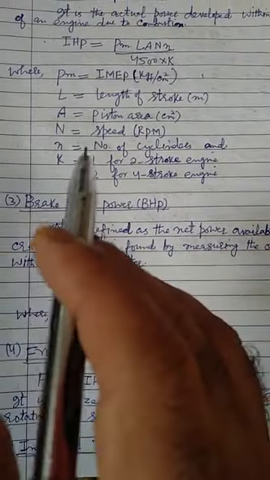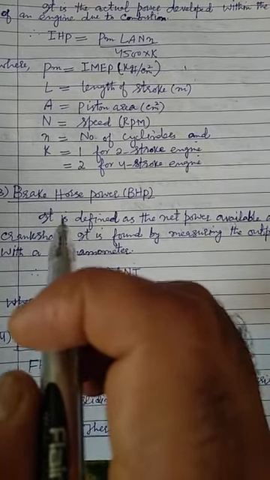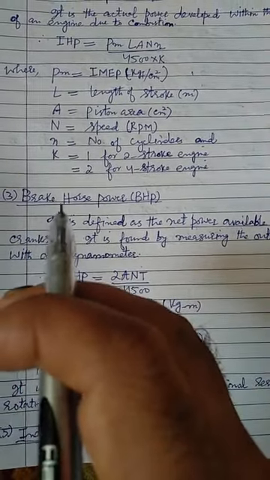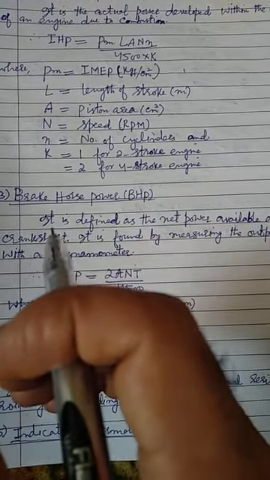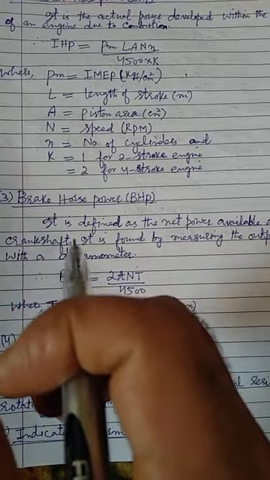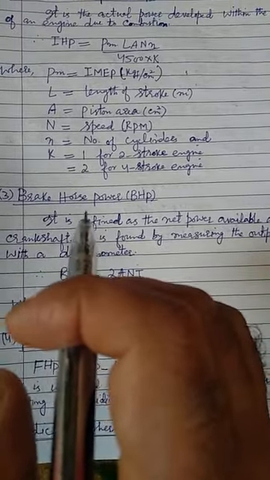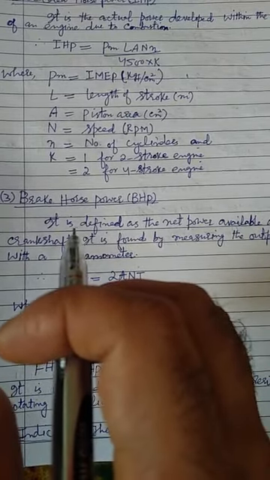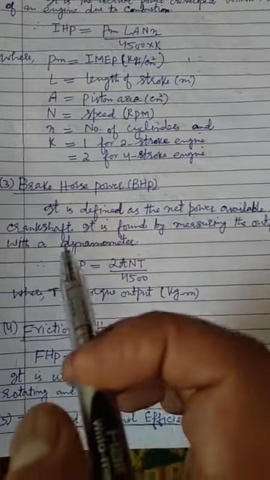So as you know, I have told you that indicated horsepower is the total or actual power developed by this engine. Now brake horsepower means the net power you are getting, that is, the net power utilized by you, or the power generated by the crankshaft. So brake horsepower is the net power. It is equal to indicated power minus power losses due to friction or other losses. So brake power is defined as the net power available at the crankshaft.